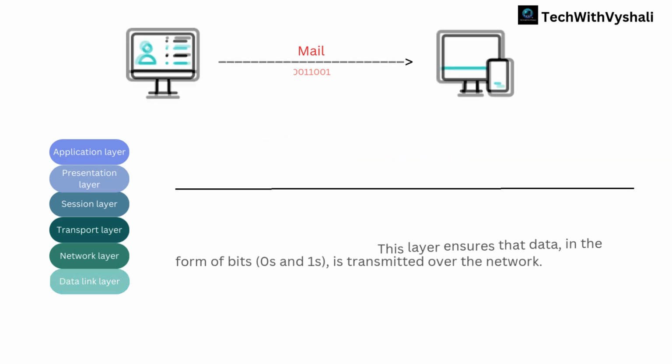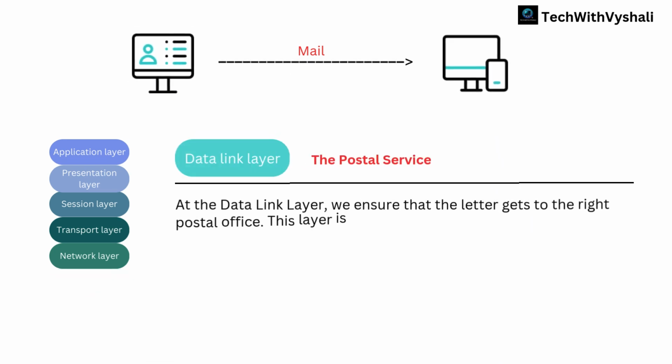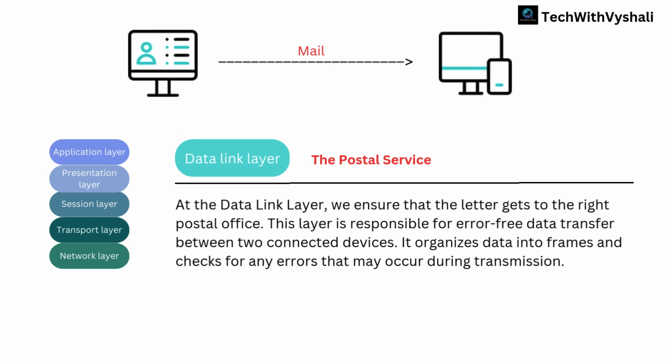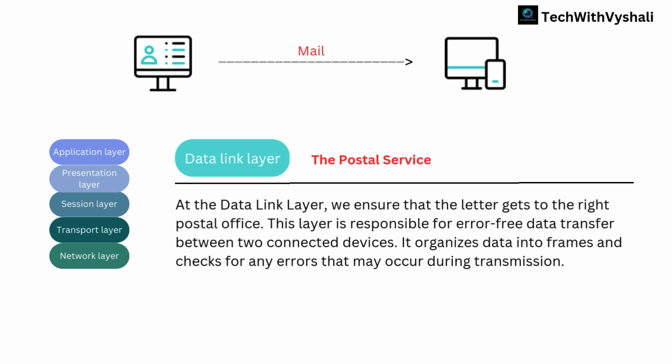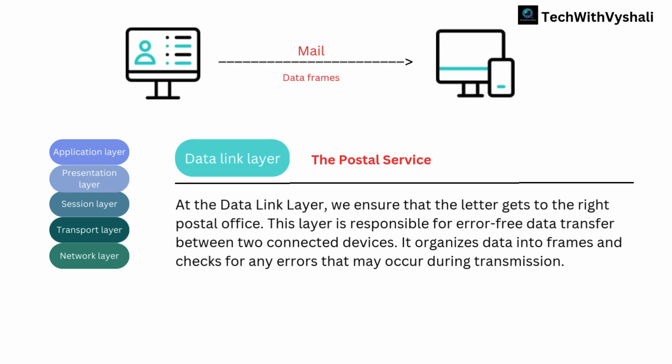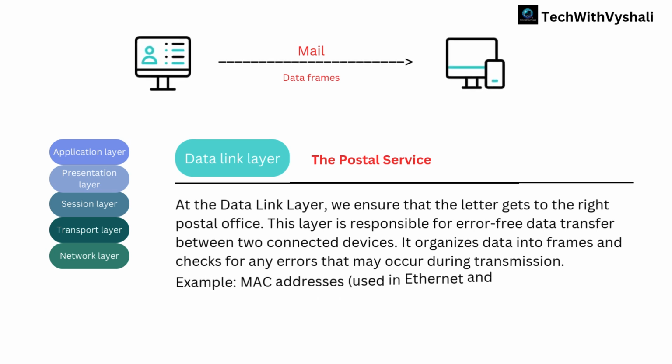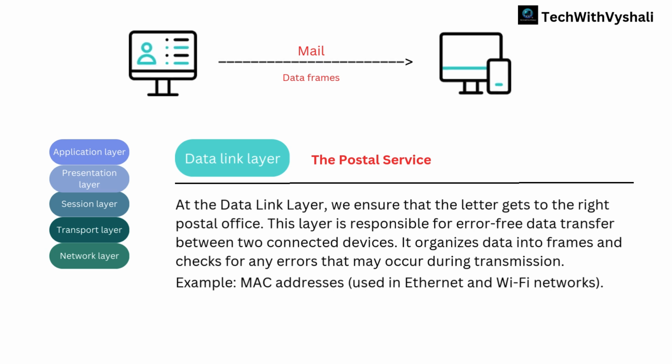Data link layer, layer 2. At the data link layer, we ensure that the letter gets to the right postal office. This layer is responsible for error-free data transfer between 2 connected devices. It organizes data into frames and checks for any errors that may occur during transmission. Example, MAC addresses, used in Ethernet and Wi-Fi networks.